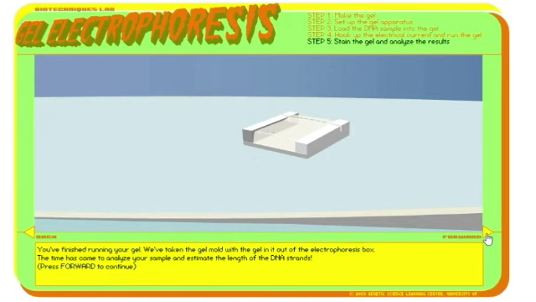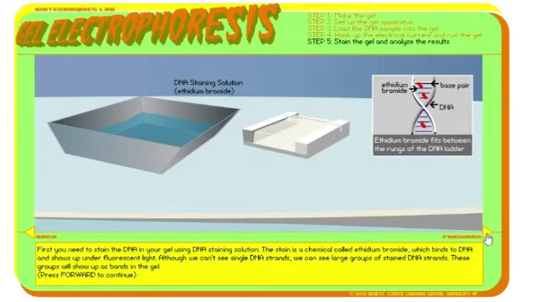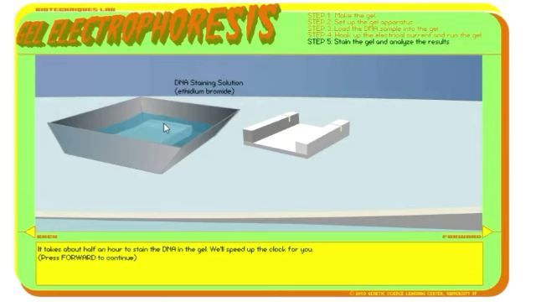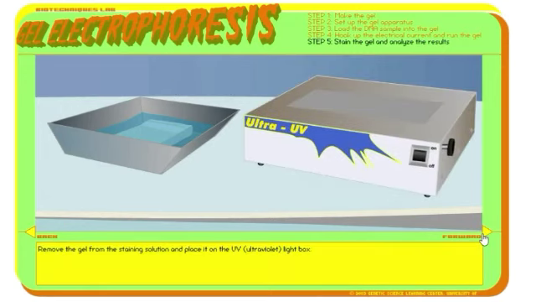So, for step 5, we have to stain the gel and analyze the results. First, we have to stain the DNA in the gel using DNA staining solution, which is our ethidium bromide. So, dragging the gel out of the mold and putting it into the DNA staining solution. It takes about half an hour to stain the DNA in the gel, but because this is a virtual lab, it is faster for us.